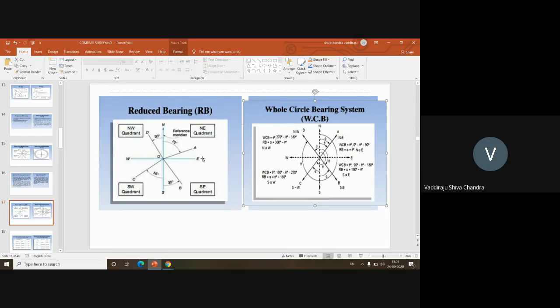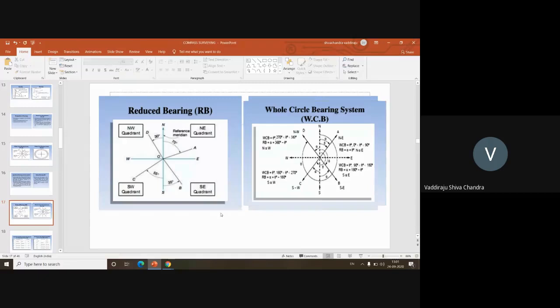Like that you need to convert one whole circle bearing system into reduced bearing, or if you have been given reduced bearing values, you can convert them into whole circle bearing also. Suppose the reduced bearing given is south 60 degrees west. What will be its whole circle bearing? The survey line is at a point 60 degrees from south. From north to south it is 180 degrees, and from 180 you add 60 degrees, so it will be 240 degrees.